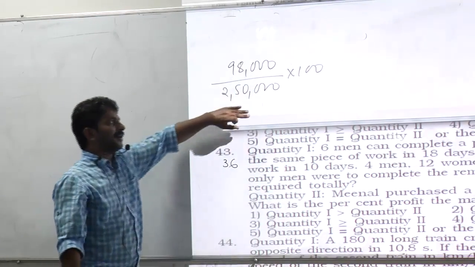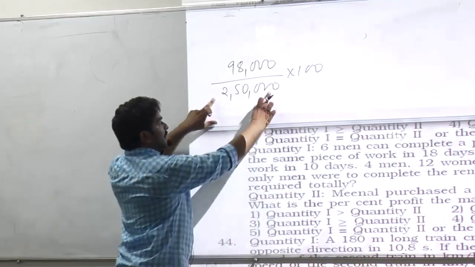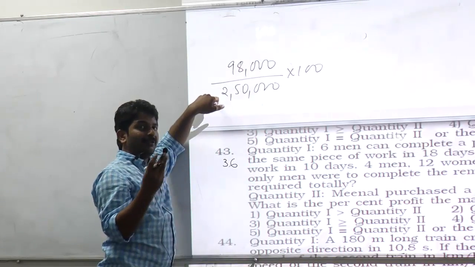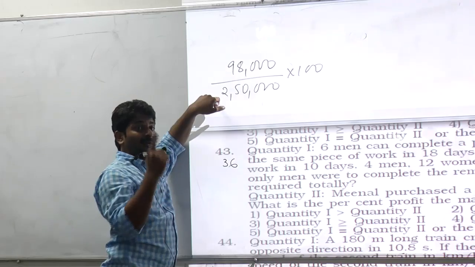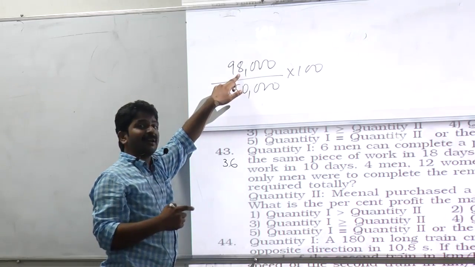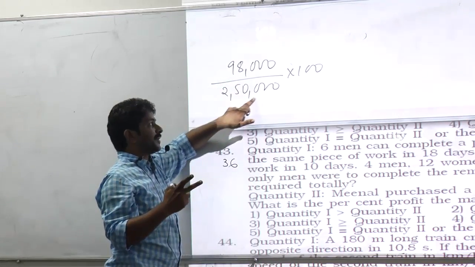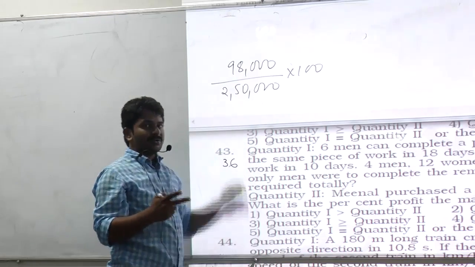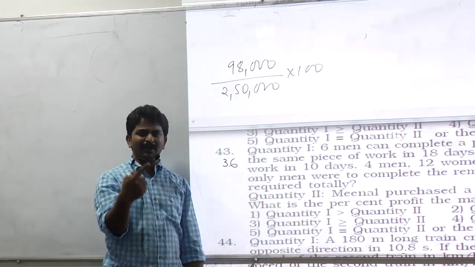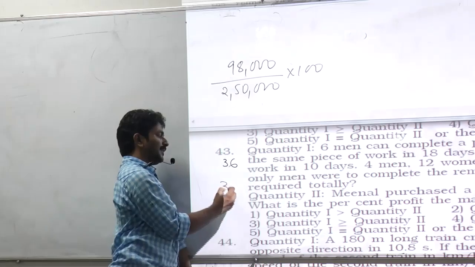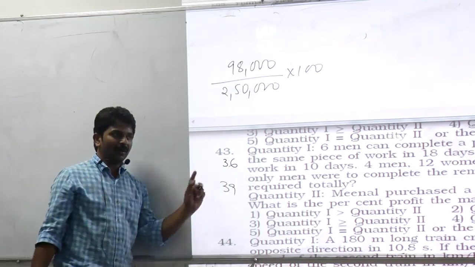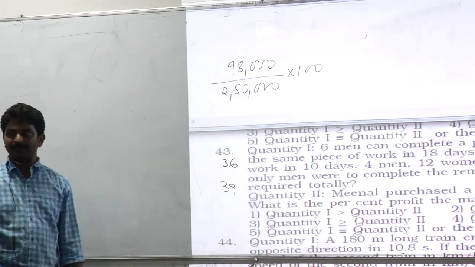Now look at the denominator. 10% is 25,000. 20% is 50,000. 40% is 1 lakh. This is how much less than 1 lakh? 2,000. What is 1% of this? So you need to subtract near about 1% from 40%. Quantity 2 will be near about 39%. Quantity 2 is more than quantity 1.